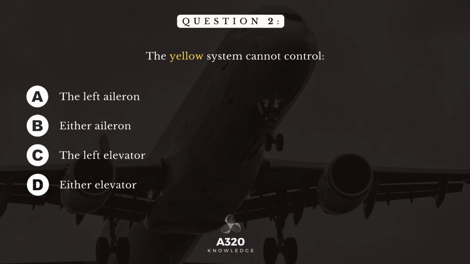Question 2. The yellow system cannot control: A. The left aileron, B. Either aileron, C. The left elevator, D. Either elevator.